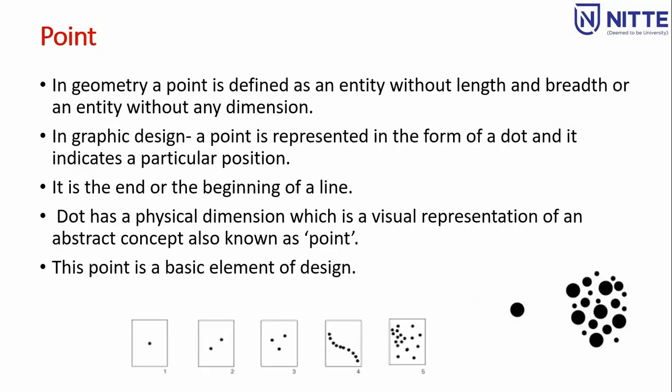Let's see point. In geometry, a point is defined as an entity without length and breadth, or an entity without any dimension. In graphic design, a point is represented in the form of a dot and it indicates a particular position. It is the end or a beginning of a line. A dot has physical dimension, which is a visual representation of an abstract concept known as a point. And this point is a basic element of design.